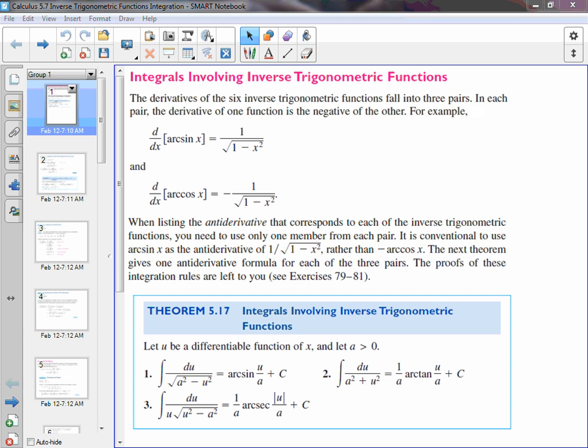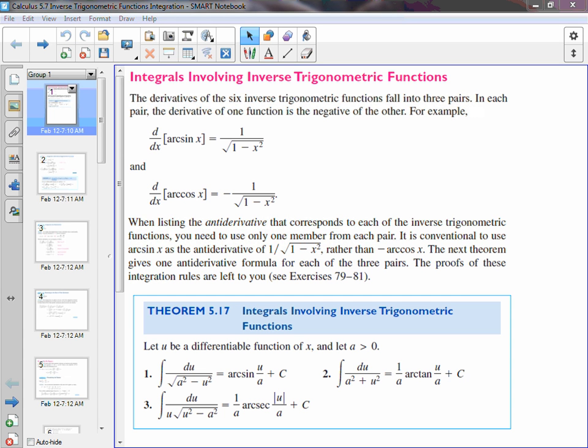All right? So it says the derivatives of the 6 inverse trigonometric functions fall into 3 pairs. In each pair, the derivative of one function is the negative of the other. For instance, the derivative of arc sine and the derivative of arc cosine are identical except for a negative in front on the arc cosine. Now, when listing the antiderivative that corresponds to each of the inverse trig functions, you need to use only one member from each pair because all you got to do is factor out a negative.